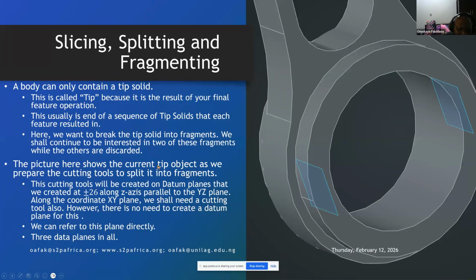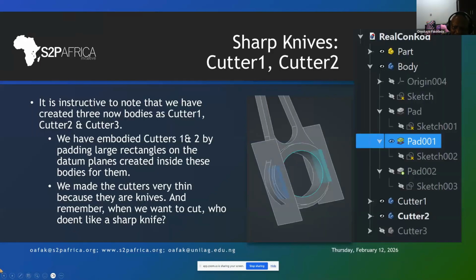Picture here shows the current tip object as we prepare the cutting tool to split it into fragments. This cutting tool will be created on the datum planes that we created at plus or minus 26 along each plane and so on. And we can refer to this plane directly. So we can create this. And then we create a cutting tool, and we call it quarter one and quarter two. If you look at my model tree, you will see this.